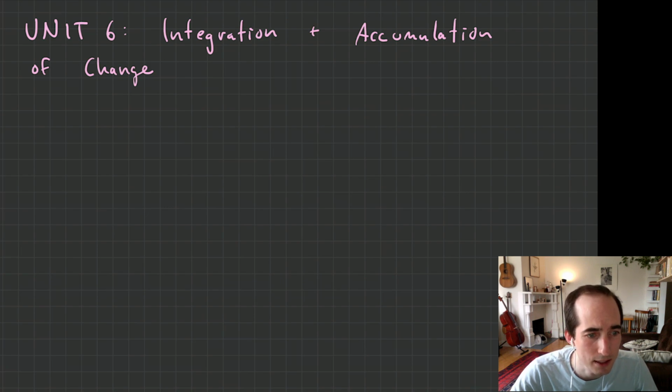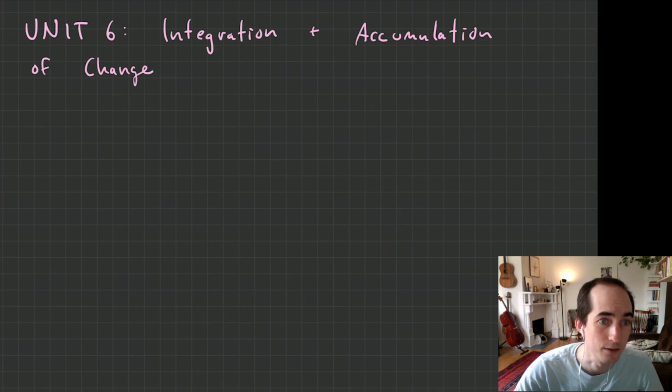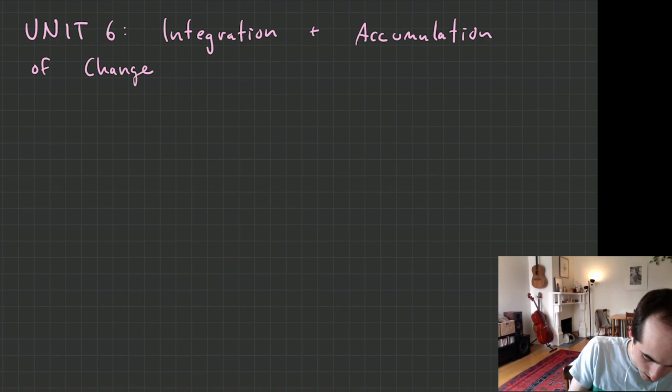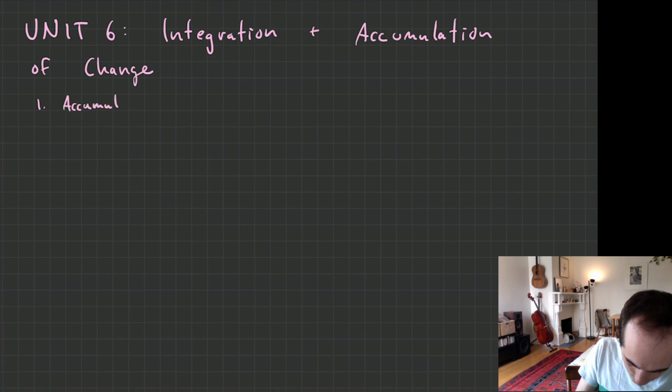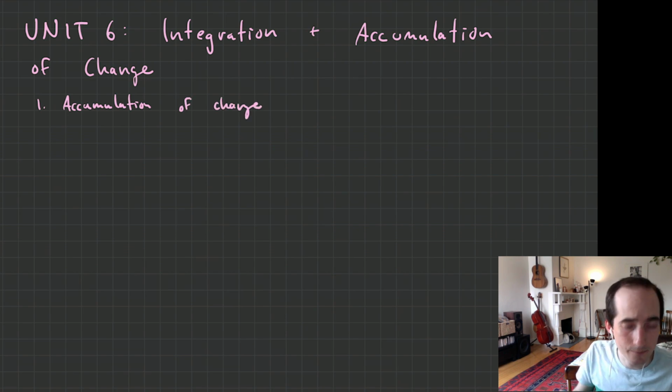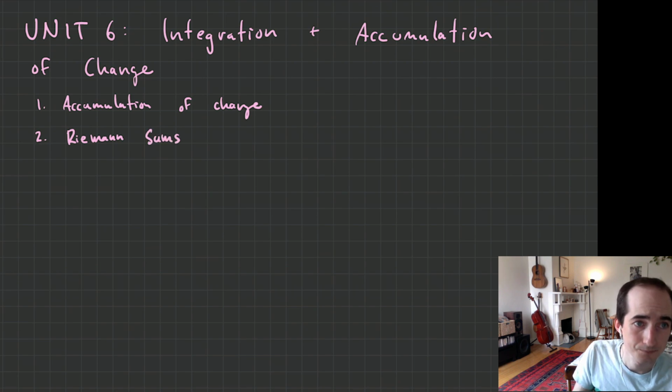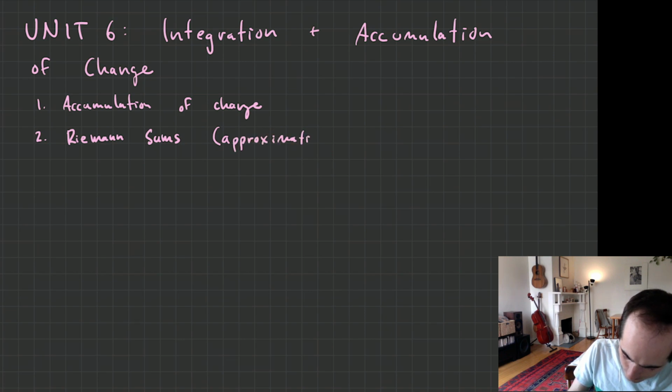So it looks like there are 14, ooh, lucky you, 14 subtopics in Unit 6. Let's quickly list them. The first one is exploring accumulation of change. So let's write accumulation of change. Okay. 6.2 is Riemann sums. Okay, so approximating areas with Riemann sums.